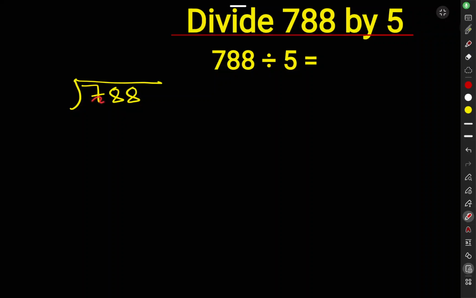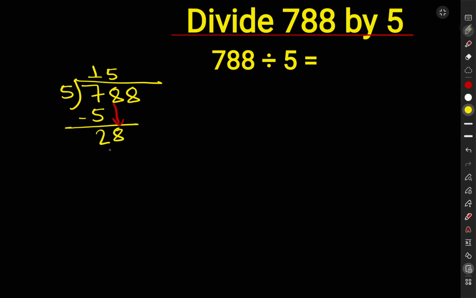Here we divide 788 by 5 in a long division method. 5 times 1 is 5. On subtracting we get 2. So now we put down this 8 and it is 28.